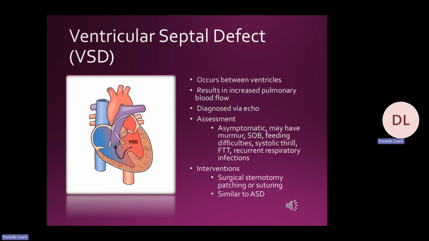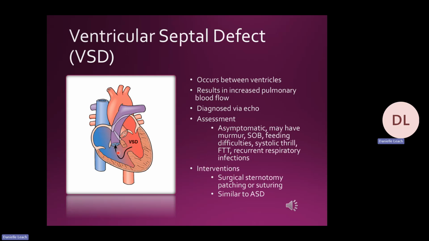So basically the degree of symptoms that the person may experience sort of depends on how large the VSD is. A lot of the very tiny ones just spontaneously close on their own. But this one, similar to the ASD, results in increased pulmonary blood flow, because just like the ASD, we have the blood in the left side of the heart that's going to go over the defect and onto the right side. So we're basically going to have the same symptoms. It's going to be also diagnosed via echo.